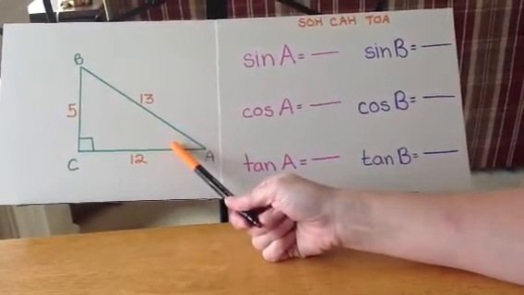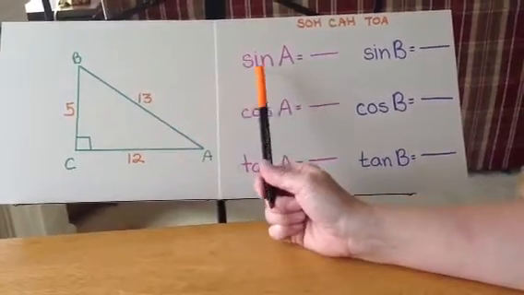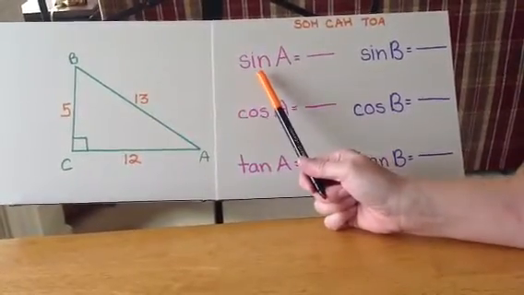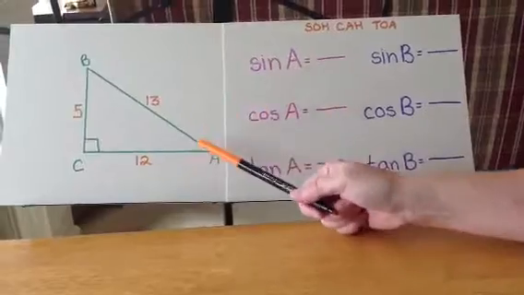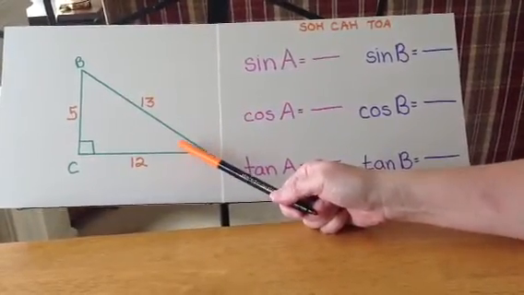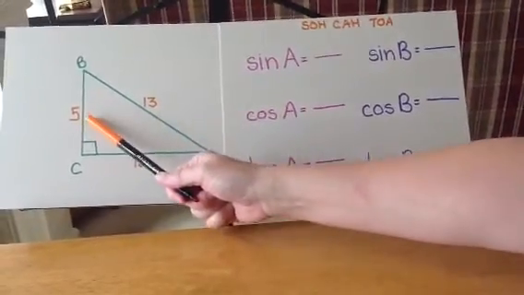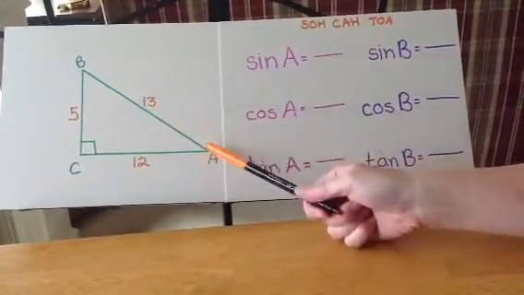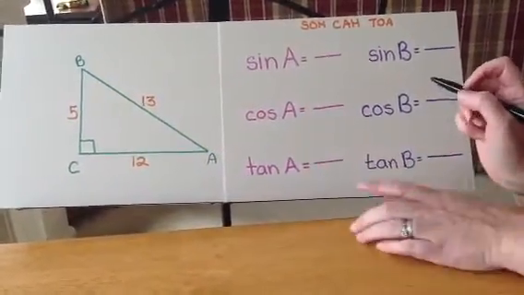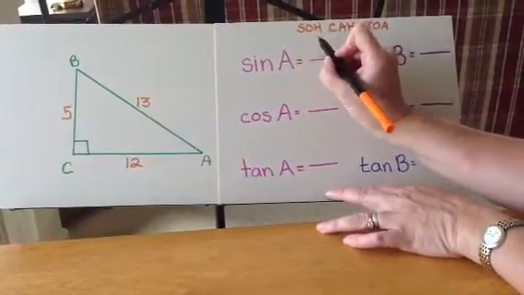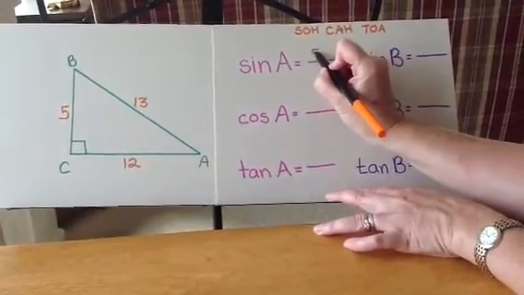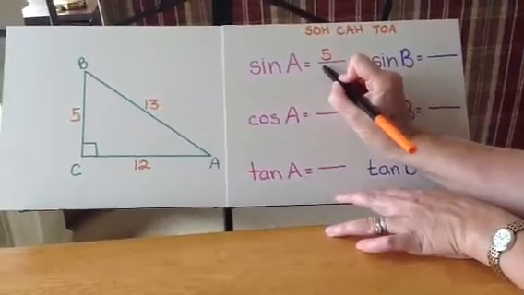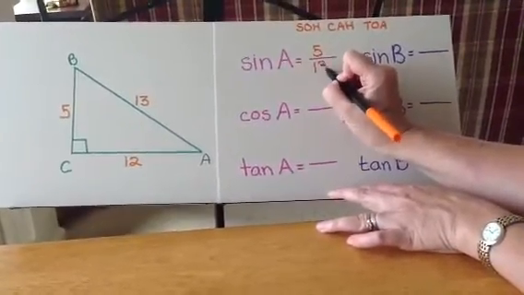Angle A right here. Okay, so if we want to find the sine of angle A, that would be opposite over the hypotenuse. Remember, this will always be the hypotenuse. So the sine of angle A would be 5, the opposite side, over the hypotenuse.